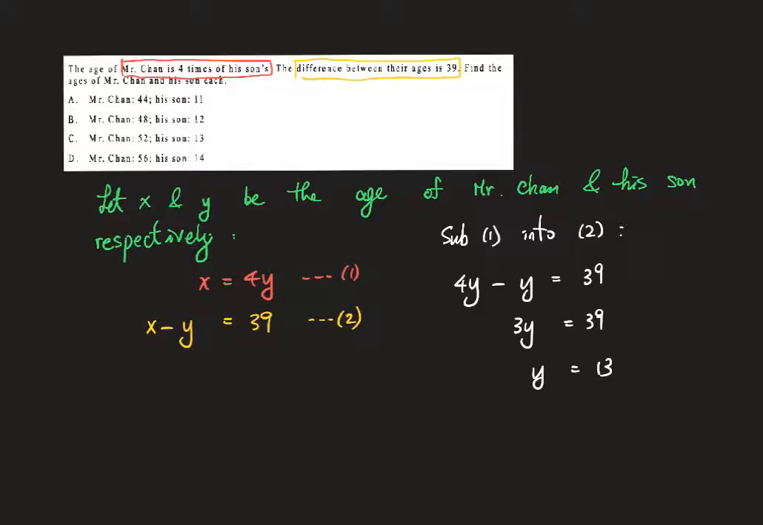This is the age of his son. Actually, at this point, we can find the answer because from all the options, only option C has the age of the son as 13. So we can choose option C as our final answer. We don't need to calculate the value of x this time. This is the technique for multiple choice. We can save time in this kind of question. Next question.